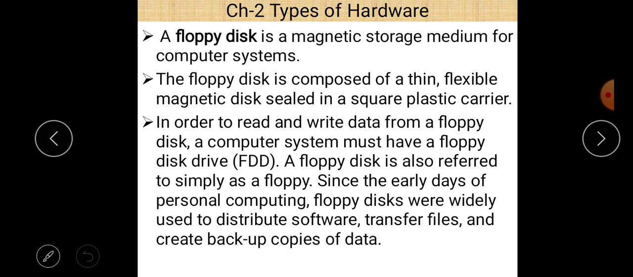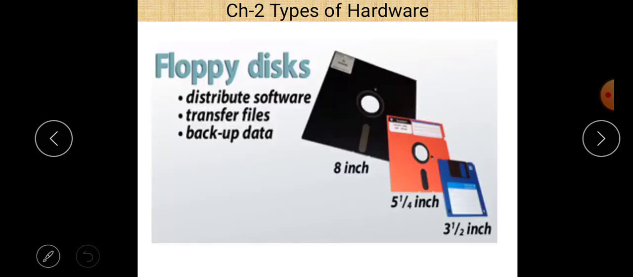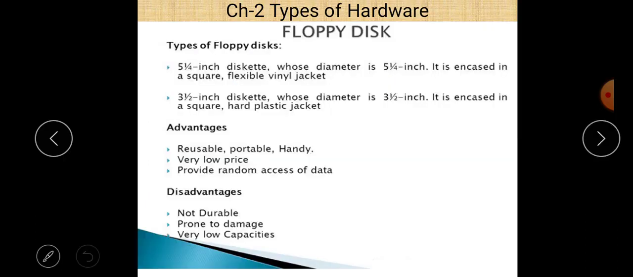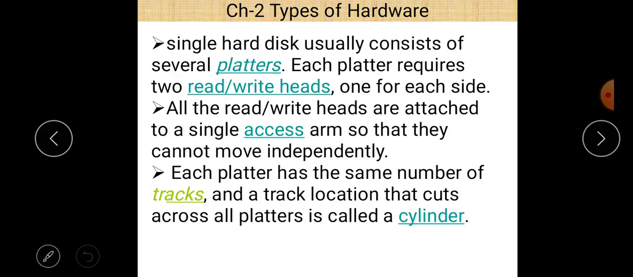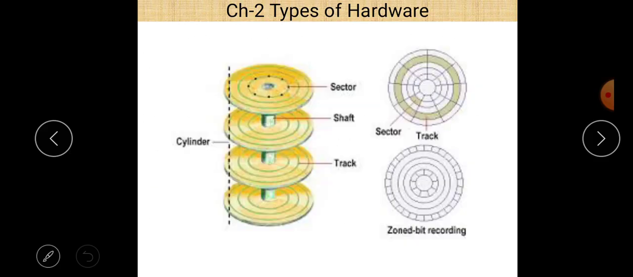Then floppy disk. Floppy disk is a type of magnetic disk, and these are the most common sizes of a floppy disk, and they can store data up to 1.44 MB. That's why they are not used nowadays, because it is a very small amount of data, and they are portable. This is the main advantage of using a floppy disk. Then magnetic disk. The most common example of magnetic disk is a hard disk, which can store the data permanently.